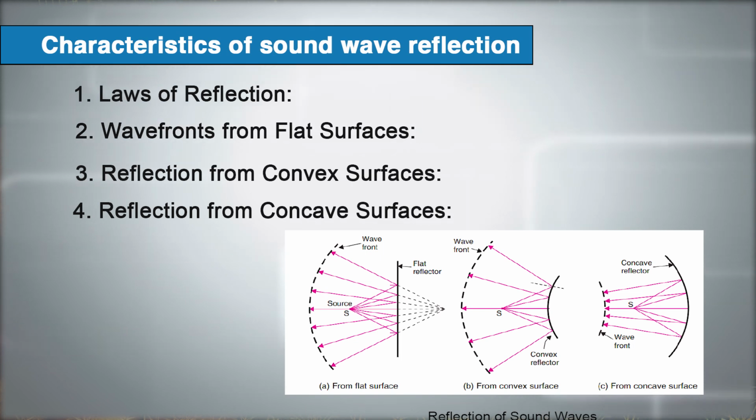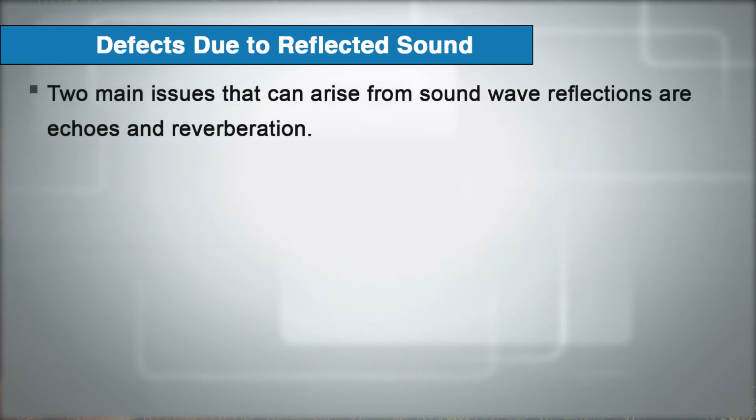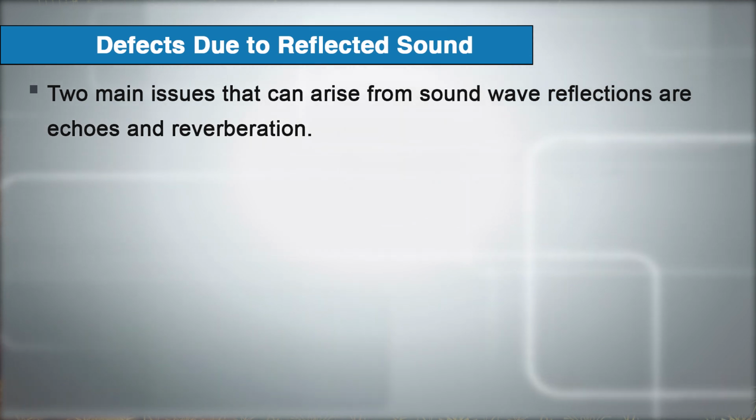Reflection from concave surfaces. Sound waves reflected off concave surfaces are focused and amplified, resulting in a concentrated effect at specific points. Concave surfaces can be used to intensify sound in particular areas. Next, we will deal with some of the defects due to reflected sound.